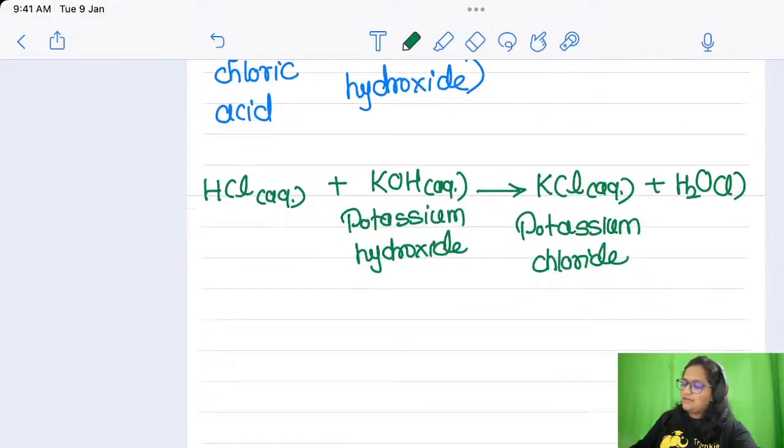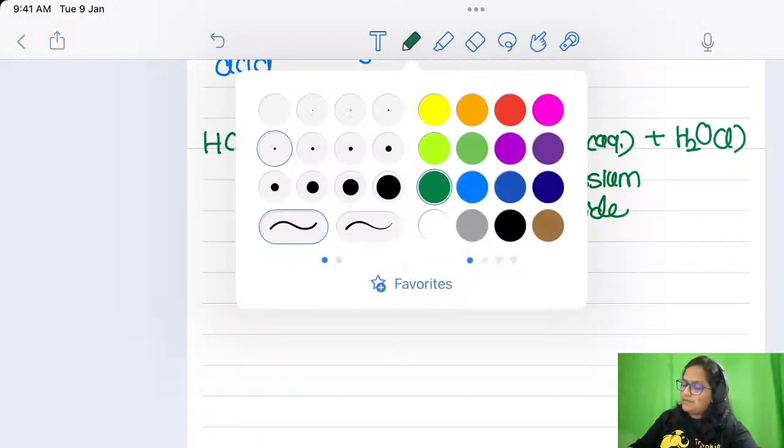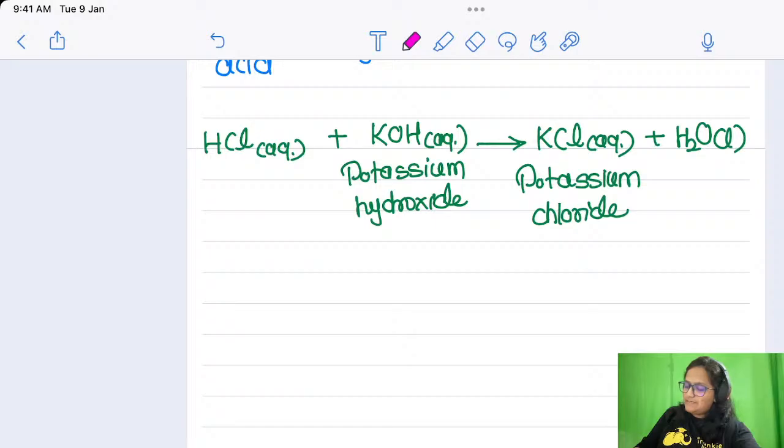Then again I'll write down another example. Here I'll keep HCl constant again.